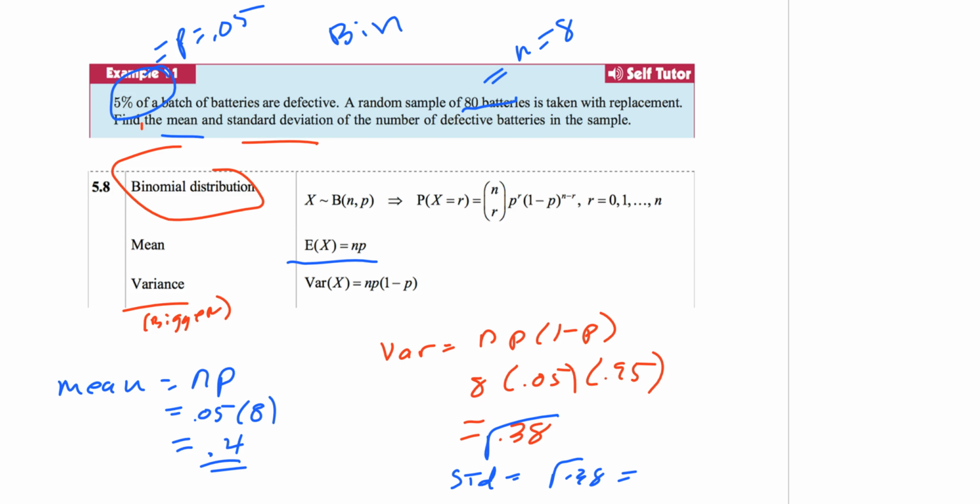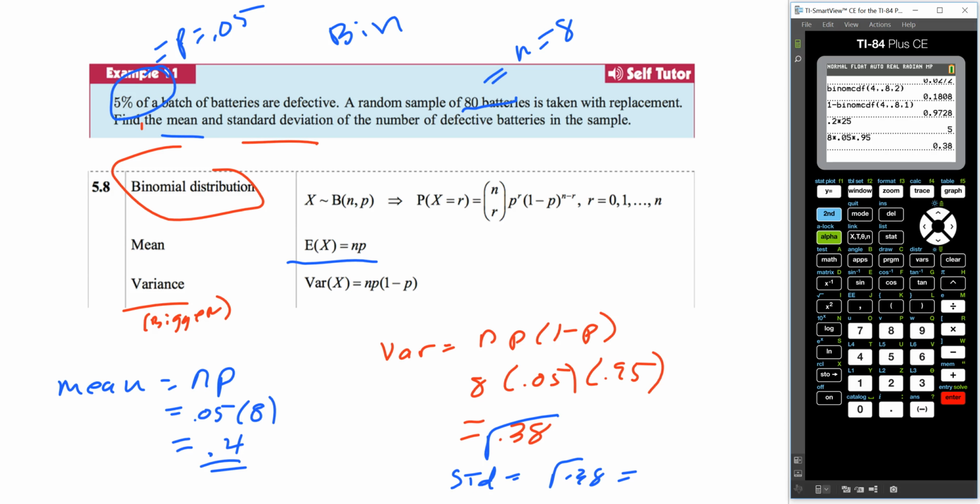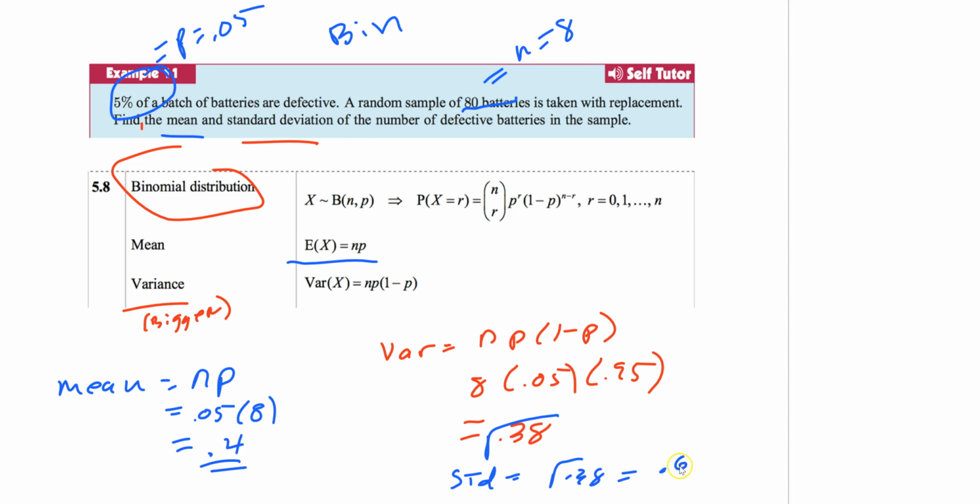Use your calculator, don't be a hero. And you get the square root of the answer. You can just put answer or highlight it. Hit enter, and you get 1.95. And that's how you find standard deviation and variance using binomial. And that's it for this video.